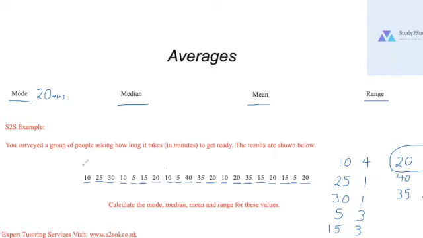So our smallest amount of time that it takes someone to get ready is 5. So we're going to put that here. However, what we need to notice is we need to account for how many times 5 was said. So we don't just put 1, 5 and move on, because 5 has been mentioned, if we go back to our frequency table, 3 times. So we actually need to write out 5 3 times.